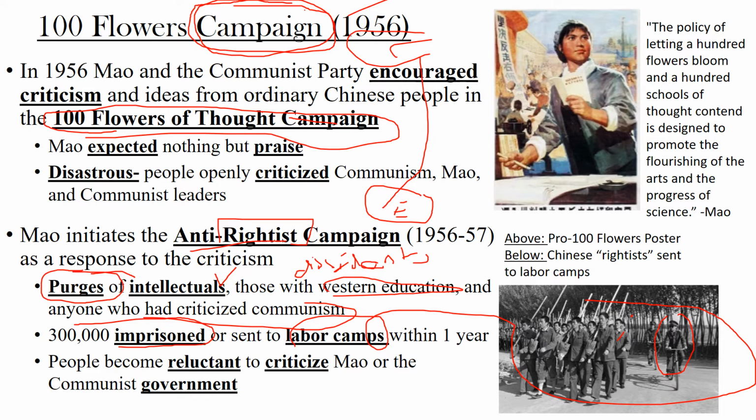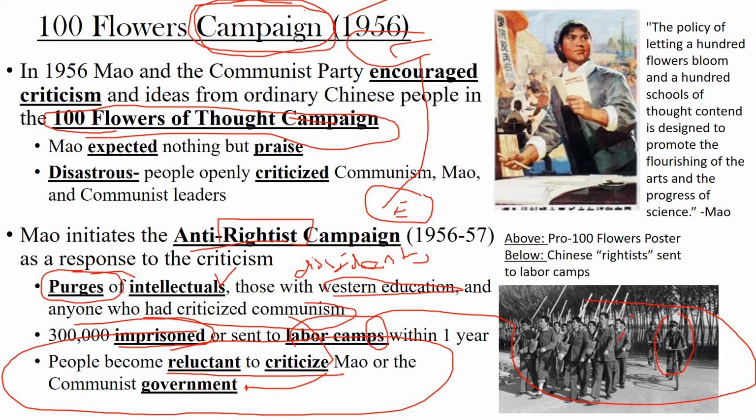And what this does is make it very much so that people are reluctant to criticize Mao or the Chinese government. This is going to be kind of the first sign that, like, yeah, you know what? Next time they ask us how we think about the Communist Party, let's just say they're doing great. Like, thumbs up, 2 thumbs up. We love it. It's awesome. And so I guess technically the anti-rightist campaign is successful, but definitely it is not living up to the dreams of the 100 Flowers campaign.